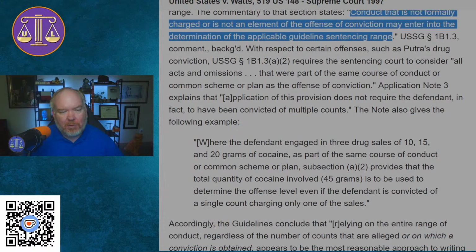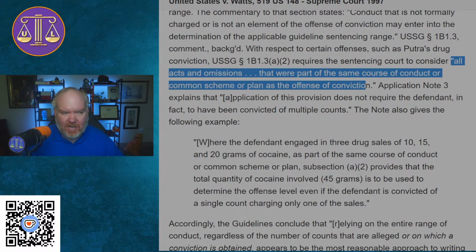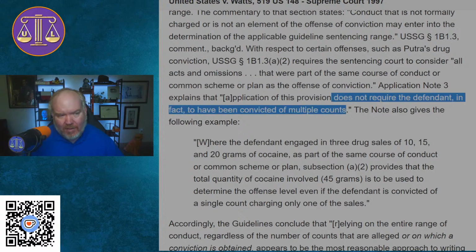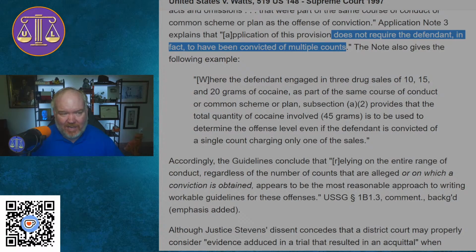With respect to certain offenses, such as Putra's drug conviction, the relevant law required the sentencing court to consider all acts and omissions that were part of the same course of conduct or common scheme. The relevant note explains that the application of the provision does not require the defendant to have been convicted. Oh, okay, thanks for clearing that up. The note also provides the following fun example.